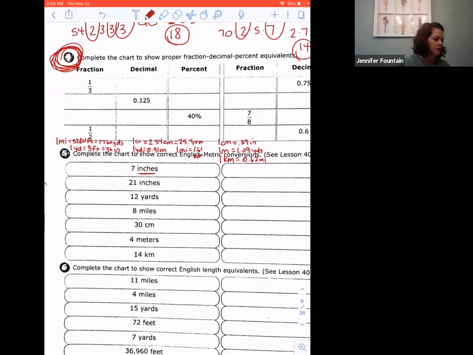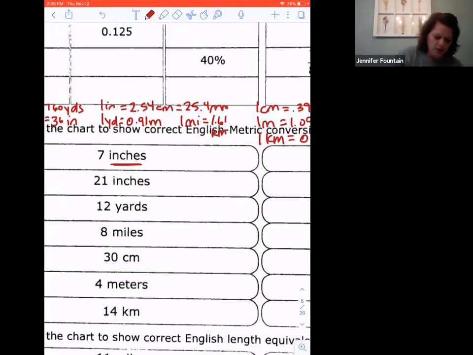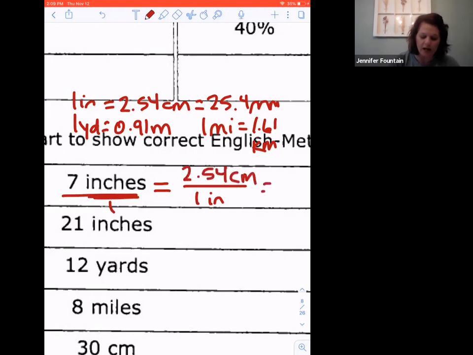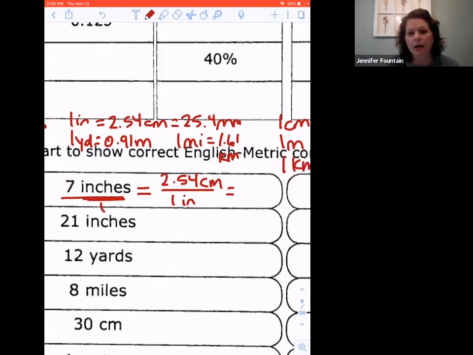Let me flip back real quick. Okay, so I want to look at the conversion to go inches to centimeters. I know that I've got 7 inches first. And when I have 7 inches, if I were to set up a proportion, remember this would be like 7/1 is equal to 2.54 centimeters, because remember my goal is to convert to centimeters, okay?